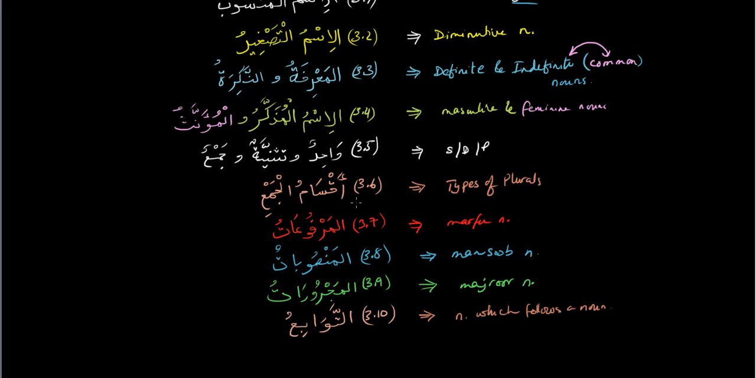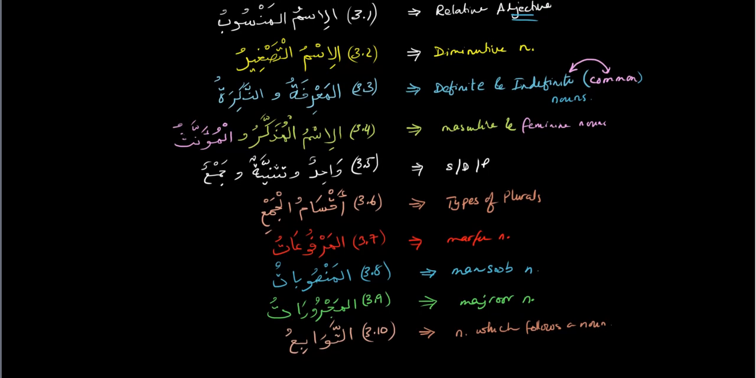And then section 3.6, aqsamul jam', the types of plurals, like sound plural, broken plural. I guess that's what we're going to talk about here. That's section 3.6. And section 3.7 is al-marfu'at, nouns that are always marfu'. And then 3.8, al-mansubat, nouns that are always mansub.